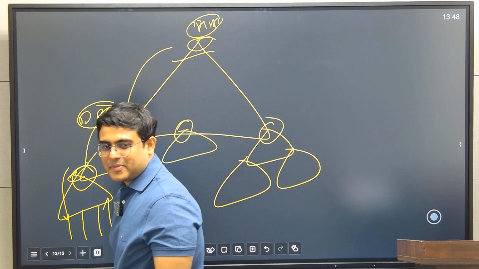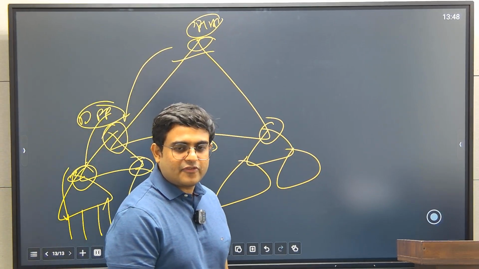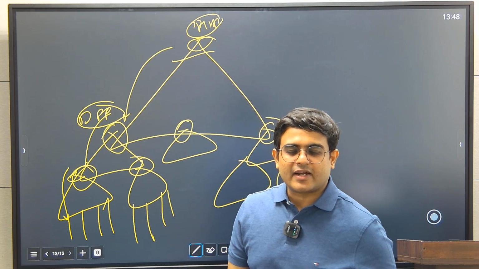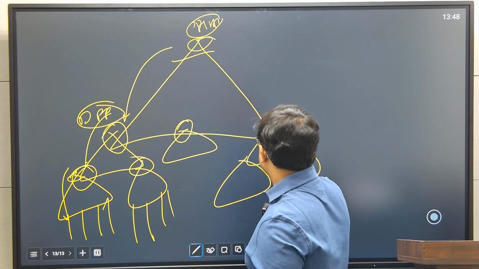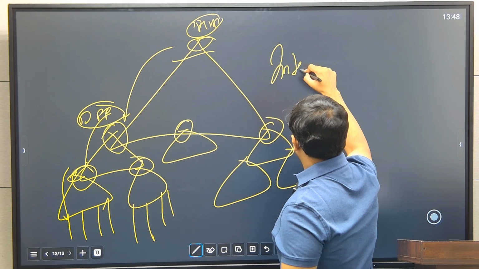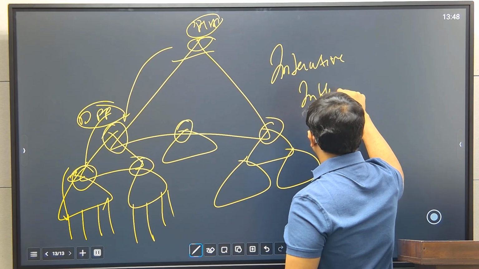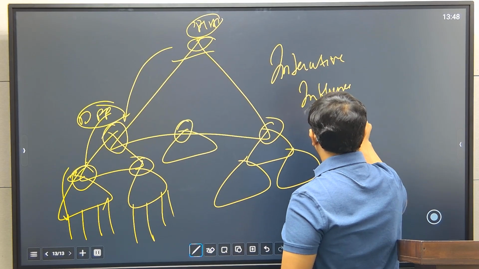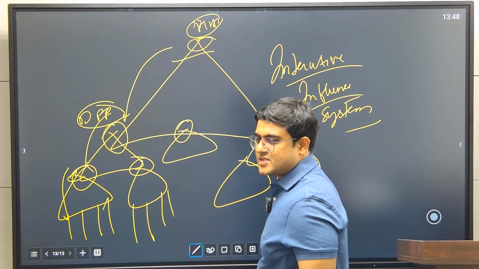Now for this to happen, what should be there? There should be the presence of what? The interactive influence system, which Likert spoke about. What is the interactive influence system?